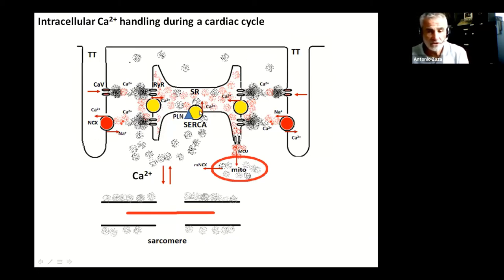SERCA is physiologically restrained by a protein called phospholamban, which is phosphorylated by CaMKII and PKA. And when this happens, phospholamban dissociates from SERCA, thus relieving its inhibition. So phospholamban is the main negative controller of SERCA activity.